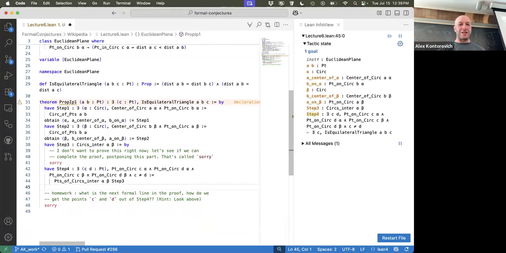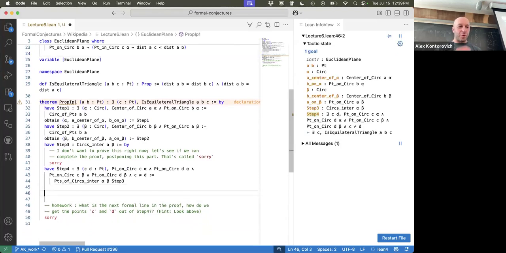And your homework was, what's the next formal line in the proof? What do I mean by that? Step one was there exists a circle that has A as the center and B on it. That's because of that. And then we obtained that circle. It's not enough to have the circle, we have to obtain it. And then step two is there exists a circle beta. We got that. Step three is that the circles do intersect.